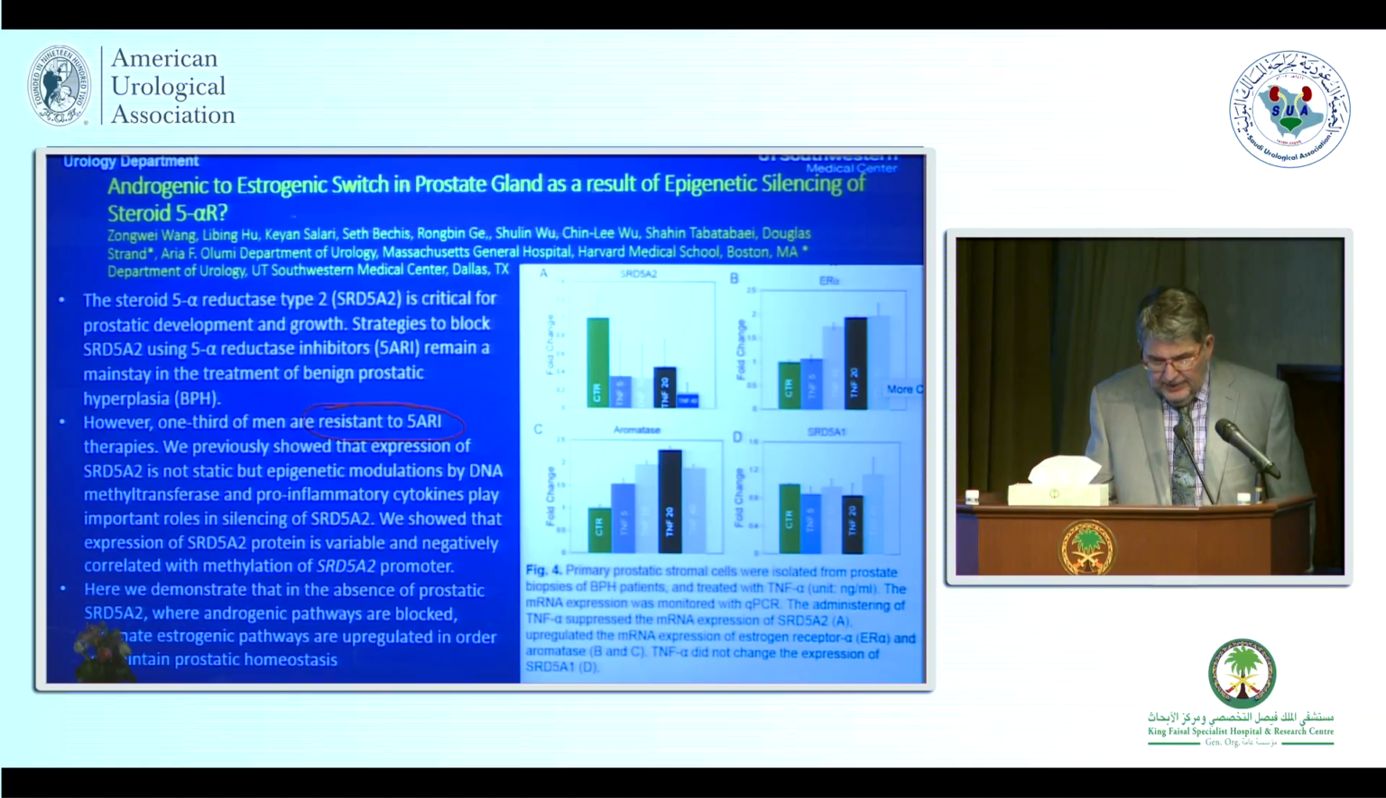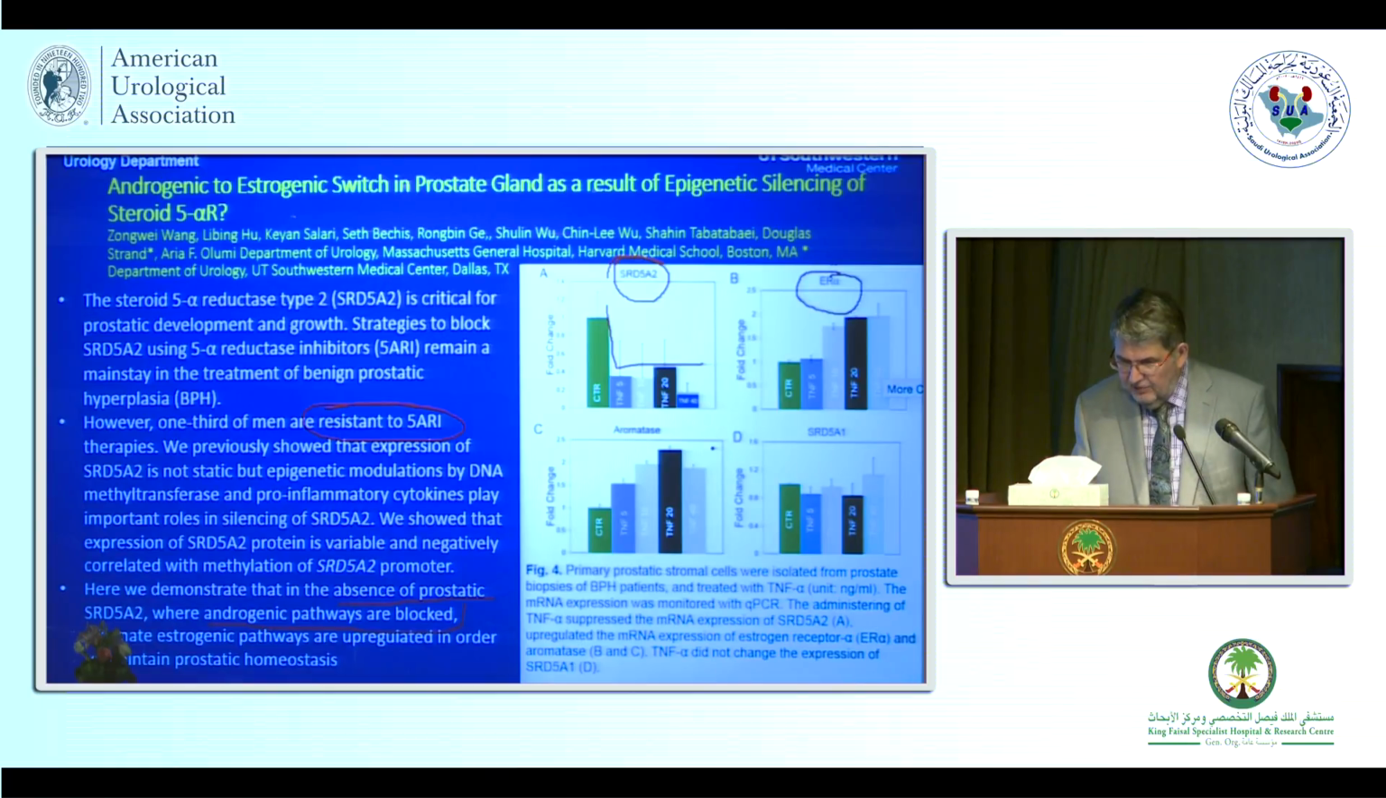And here they show that in the absence of steroid 5-alpha reductase type 2, androgenic pathways are blocked, there's no DHT, right? Alternate pathways are upregulated. And what they show here in this graph is, while in those men the steroid 5-reductase type 2 is downregulated, what's upregulated is estrogen receptor alpha and a variety of other things. But mostly it's an upregulation of the estrogen pathway.